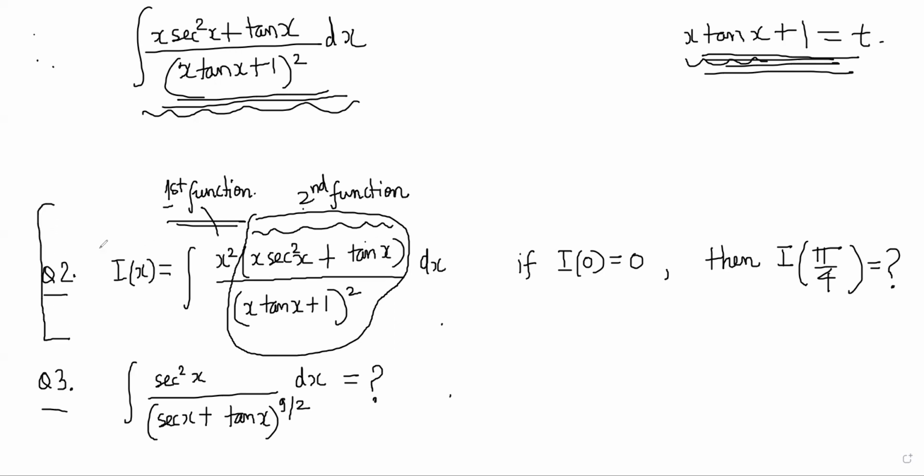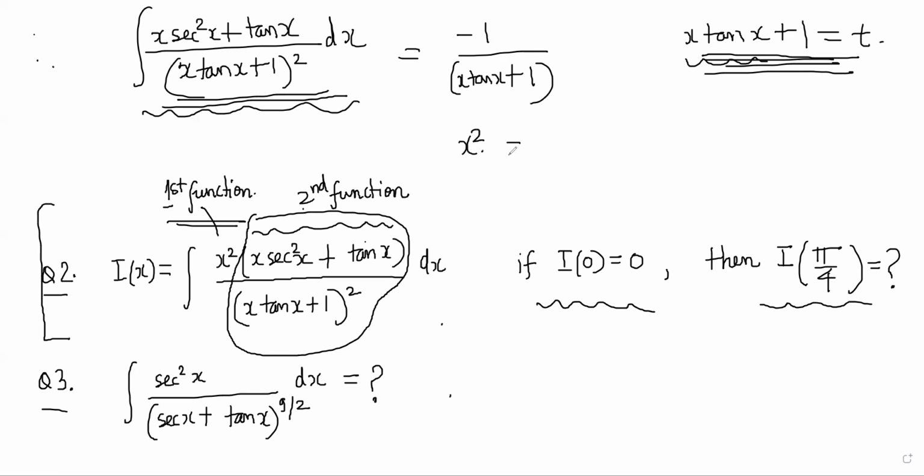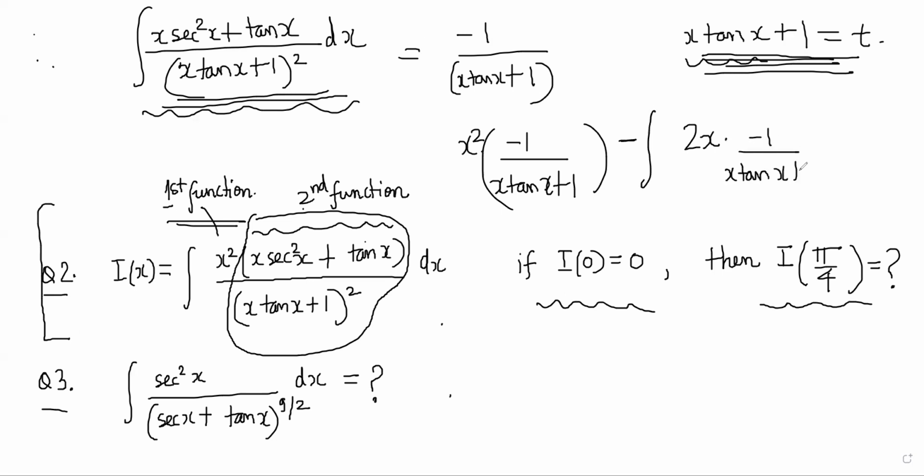Question number 2 is solved if you do by parts properly. Okay? Because the integration of this is coming out to be dt by t, so minus 1 by this, x tan x plus 1. So you will just get x square into minus 1 by x tan x plus 1, minus the derivative 2x into minus 1 by x tan x plus 1, right? Yes, sir. Okay, the question is just, can you find this integral or not? Correct?